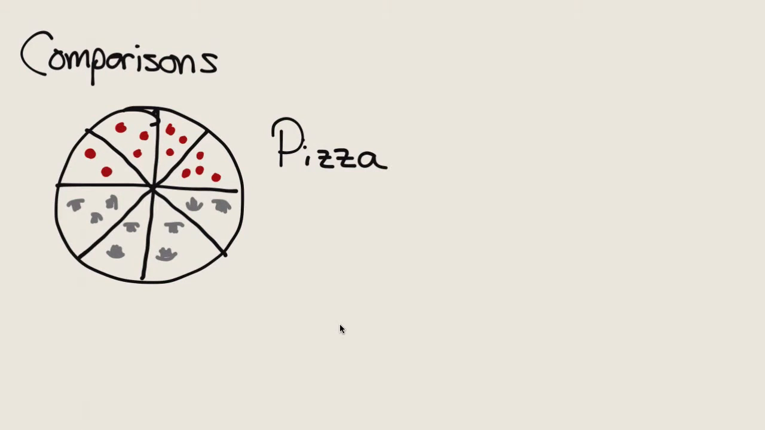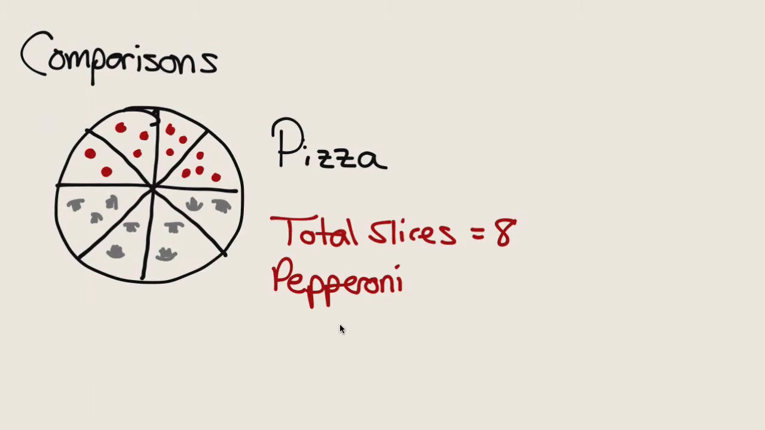Okay, so we have mushroom pizza on the bottom. Okay, and of course there's cheese here. All right. Now, how many total slices do I have? I have 8 slices. And how many are pepperoni? 4. And how many are mushroom? 4. Okay. So I have really several things that I can look at here. I have total slices, pepperoni, mushroom. Okay. But we're going to make some comparisons here.